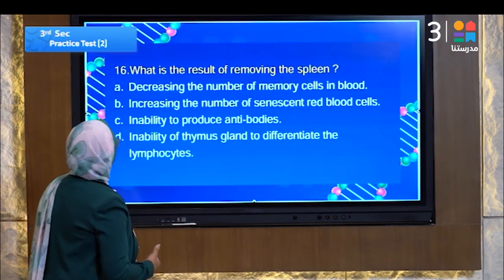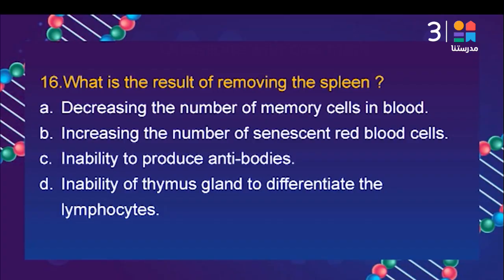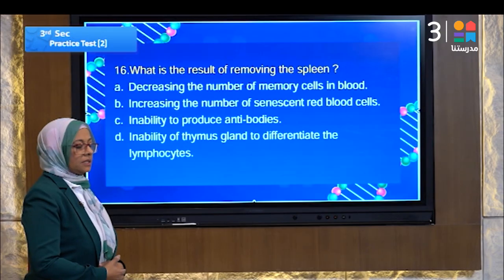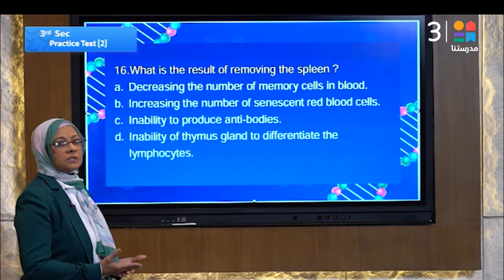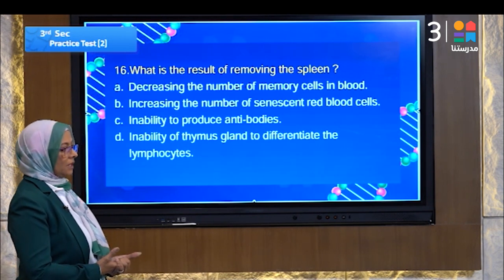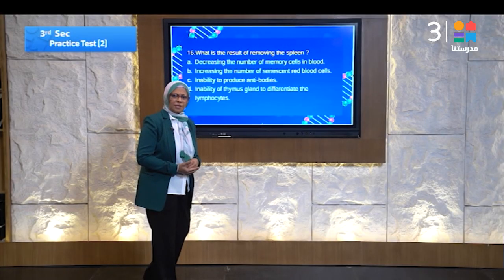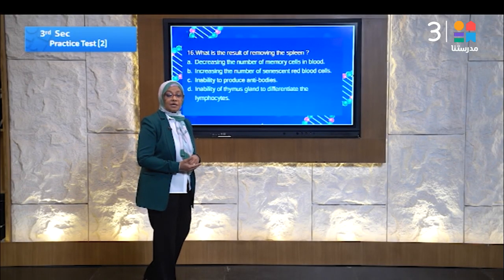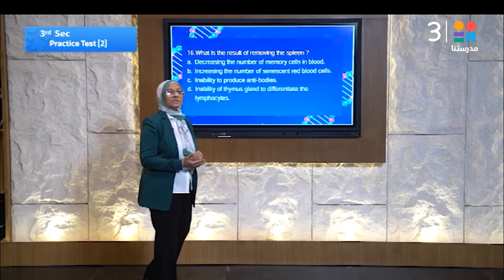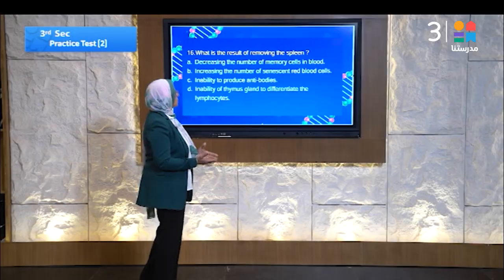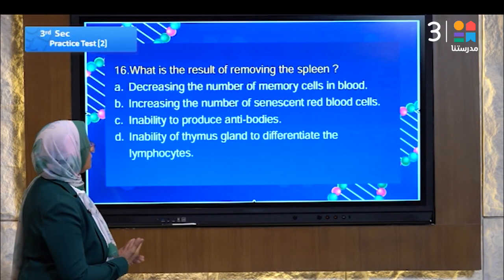Let's go to 60. What is the result of removing the spleen? Oh, the spleen is an immune organ. The spleen is very important in blood formation and blood cell death. Anything that dies inside the cell, inside the body, it will make recycling. It will use it again. Let's go to the question and the choices.